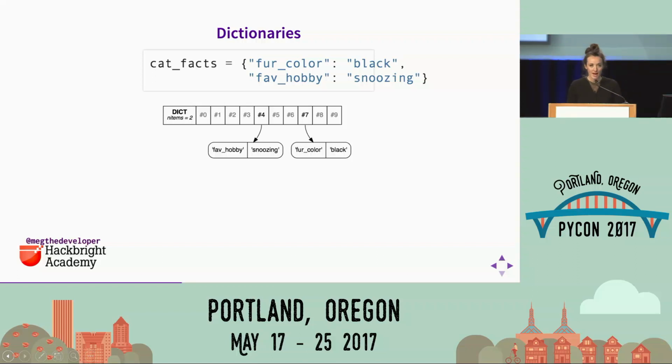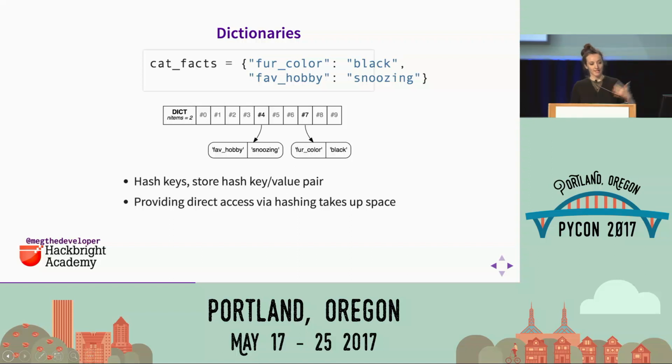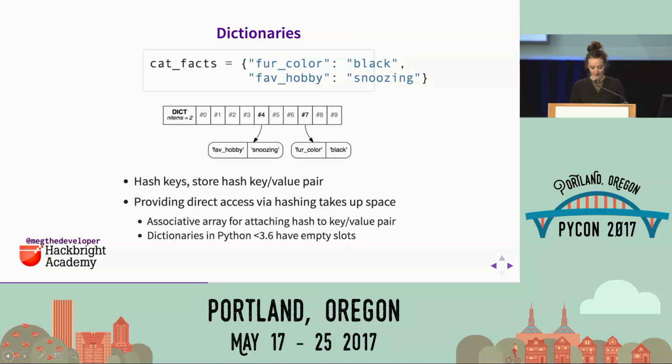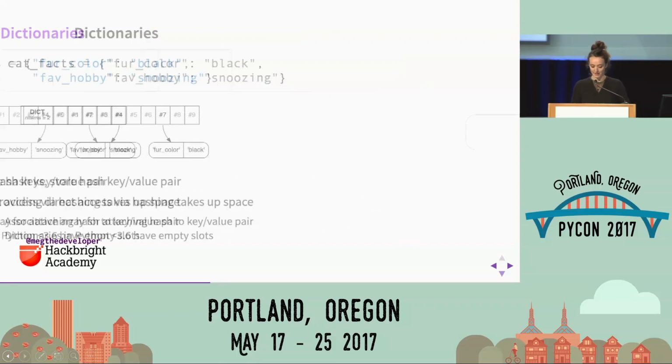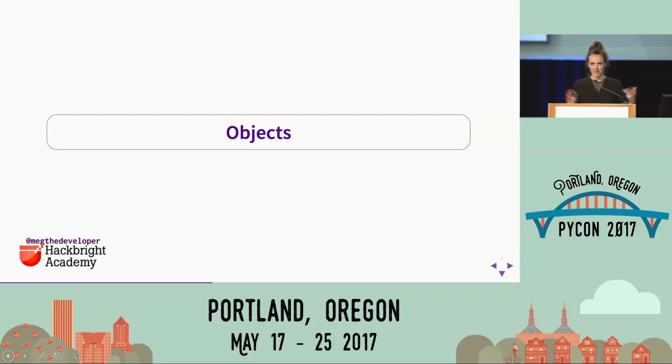So here we have some cat facts. They're not filling up all the memory that they're sort of taking up. So you have to hash keys, store hash key value pairs, provide direct access, which is awesome, but you have this associative array. Dictionaries in Python less than 3.6 have empty slots. All right, so dunder slots is about objects.